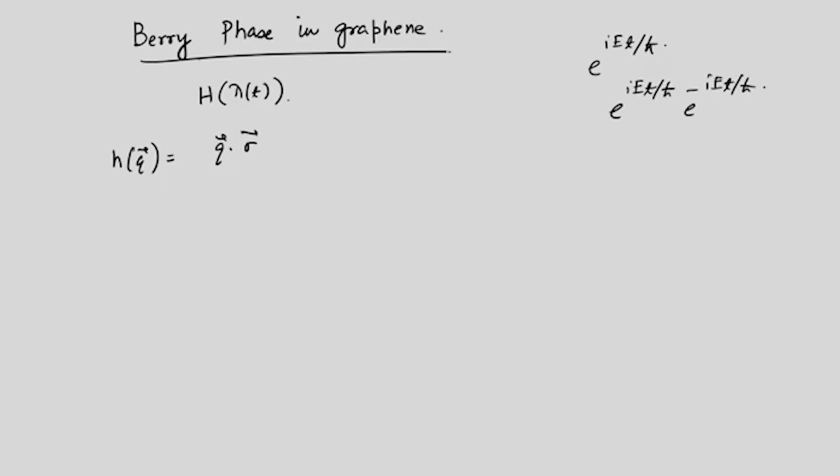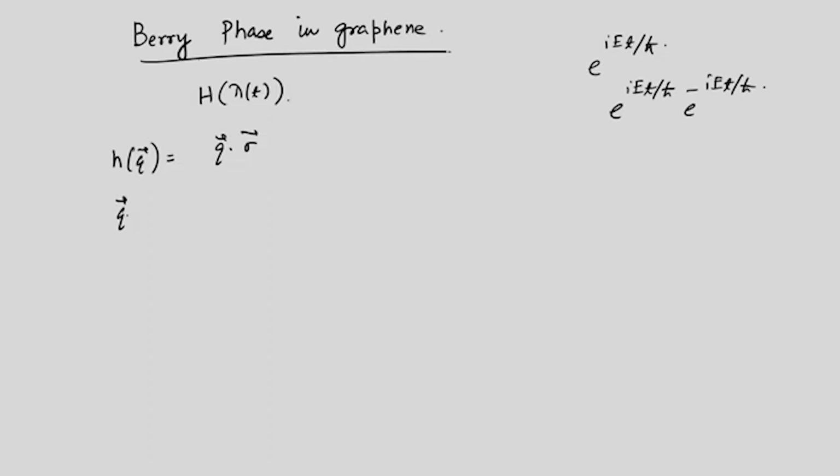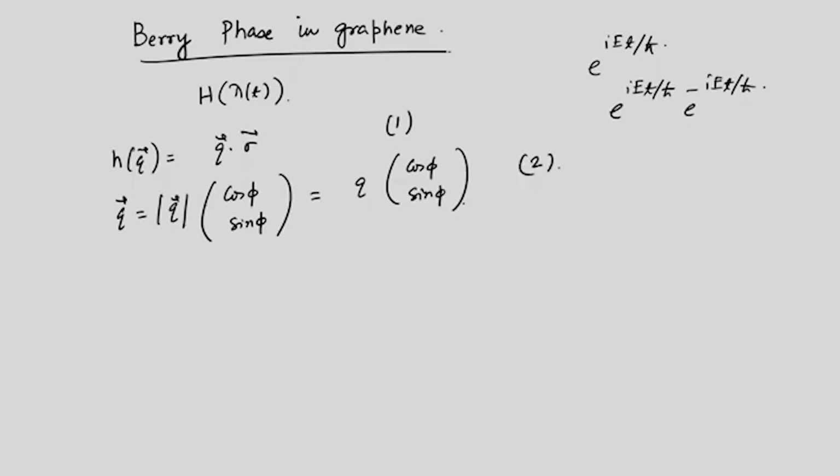Okay. Because of this two dimensionality, we can write q in polar coordinates. So, you can write this as q cos phi and q sin phi. It is like qx and qy, where qx is equal to q cos phi and qy is q sin phi, and the magnitude of q we simply write as q. So, this is the q vector in this Hamiltonian that we have written. Let us call it equation number 1 and equation number 2. And phi is the polar angle that we consider in 2 dimensions.